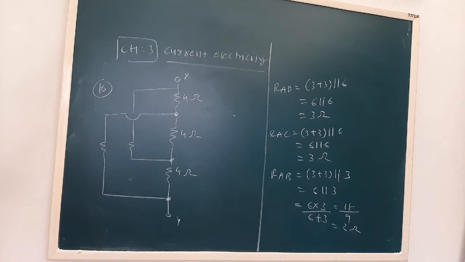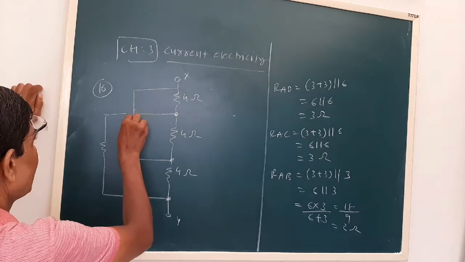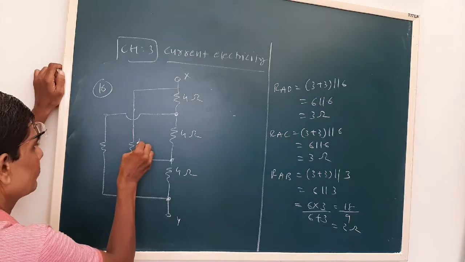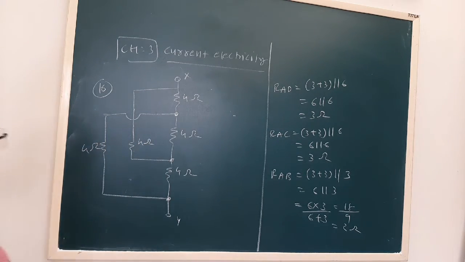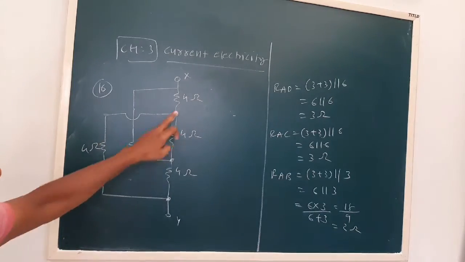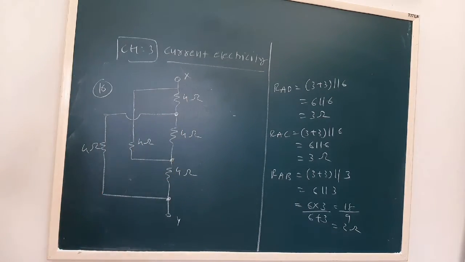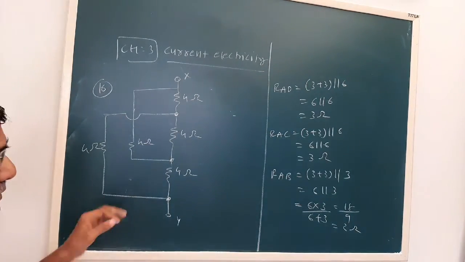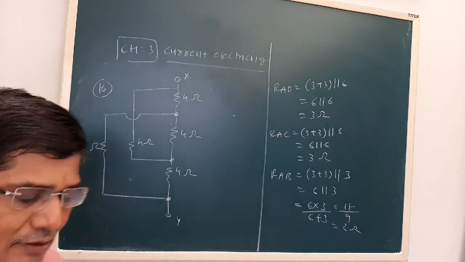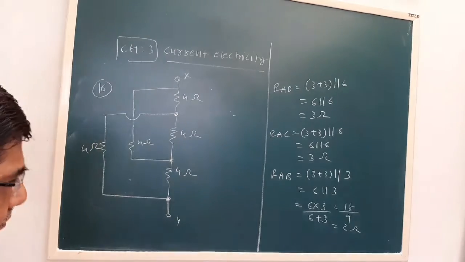See, our resistor network is like this. All resistances are of 4 ohm. Now how many resistors? 1, 2, 3, 4 and 5. There are 5 resistors of 4 ohm. Whenever there are 5 resistances, first we have to think of a Wheatstone bridge.